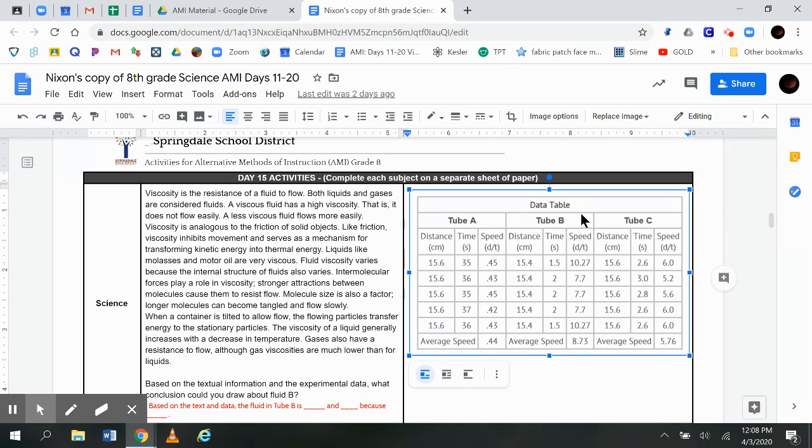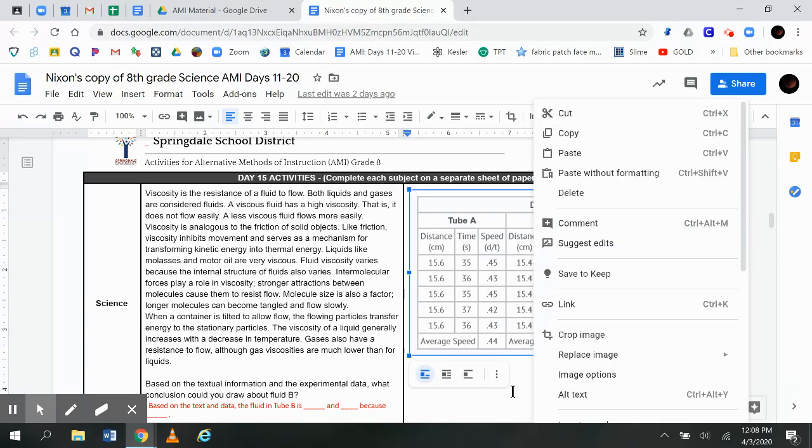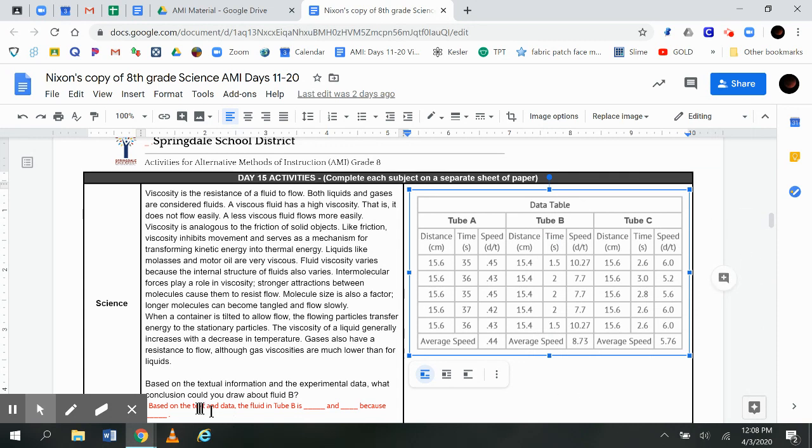Tube B, under the data table, let's see, tube B, I don't know why that thing is doing that. Hang on, I don't know what I did. Okay.